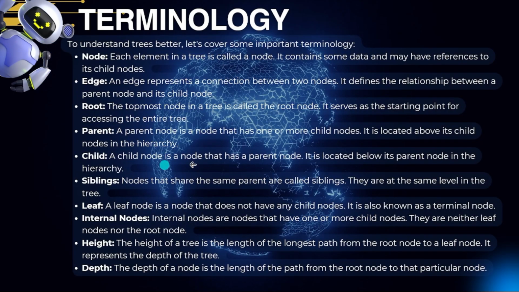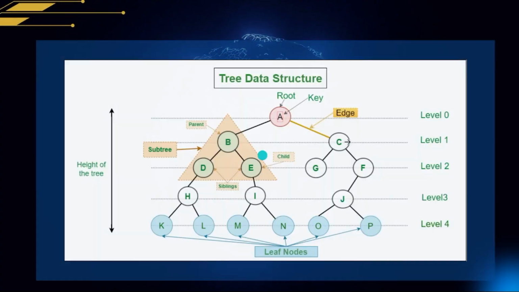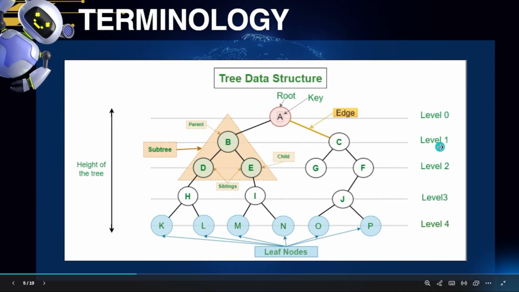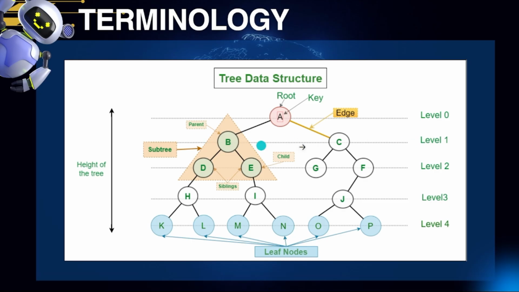So a child node is the node that has a parent node. It is located below its parent node in the hierarchy. Then nodes that share the same parent are called siblings. They are the same level in the tree. So we have level here, level 1, 2, 3, 4. So didto siya sa level 1 naa tay parent. Then sa level 2, we have the children. Mao na siya, child node. Then, after that, if ang duha ka child node nag-share og usa ka parent, meaning siblings sila. So, this one siblings, this one siblings, siblings.